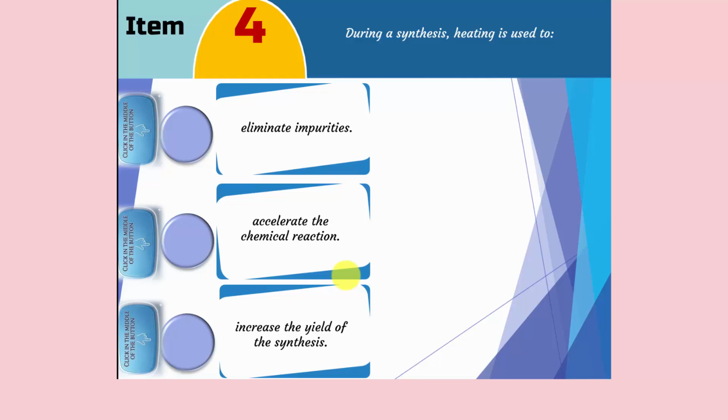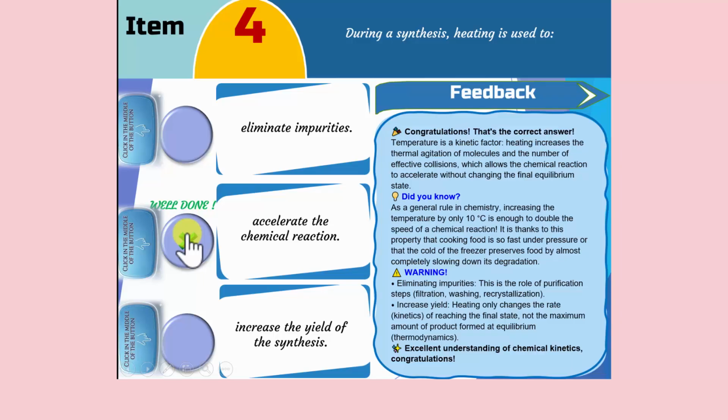The correct answer is accelerate the chemical reaction. Heating increases the molecules' thermal agitation, leading to more effective collisions and a faster reaction. However, it does not change the final equilibrium state, so heating alone does not increase the maximum yield. It also does not eliminate impurities. That requires purification steps such as filtration, washing, or recrystallization. As a general chemistry rule, a 10 degrees Celsius increase can roughly double reaction speed, which helps explain pressure cooking and why freezing slows food degradation.